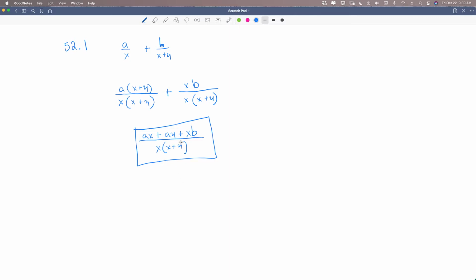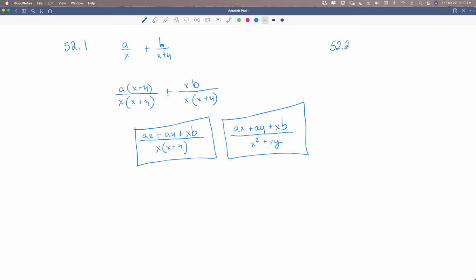The only other thing that we could do is distribute x times x and x times y and get x squared plus xy. So that is an option, you don't have to do it. X times x is x squared. X times y is xy. That is another possible solution to this problem. Either one is right.